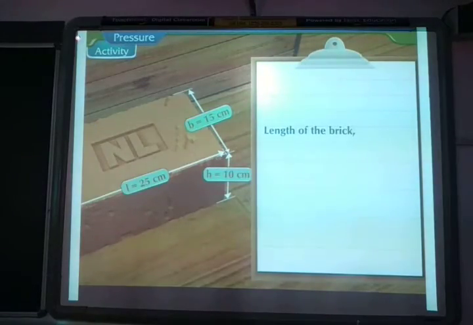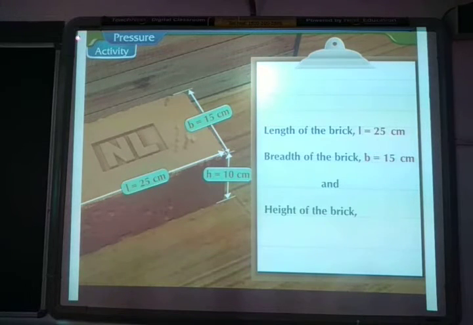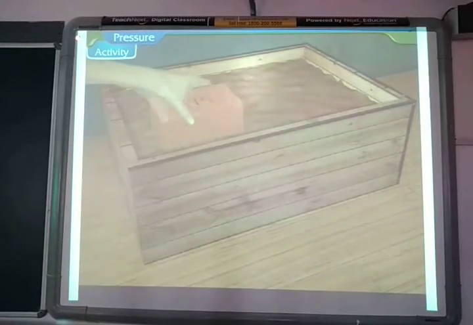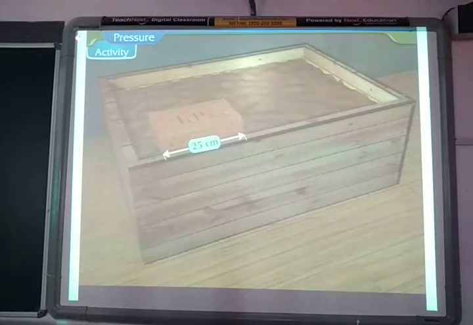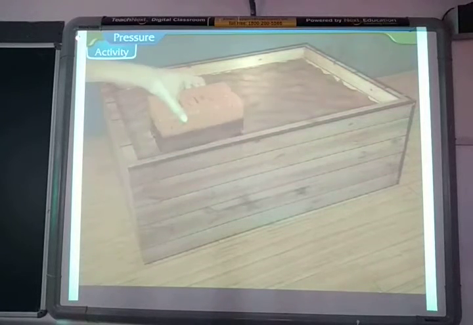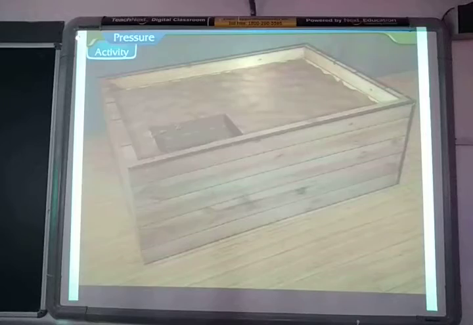Length of the brick, L, is equal to 25 centimeters. Breadth of the brick, B, is equal to 15 centimeters. Height of the brick, H, is equal to 10 centimeters. Place this brick horizontally on the mud such that the face measuring 25 centimeters by 15 centimeters is in contact with the mud. After a few minutes, remove the brick and keep it aside.